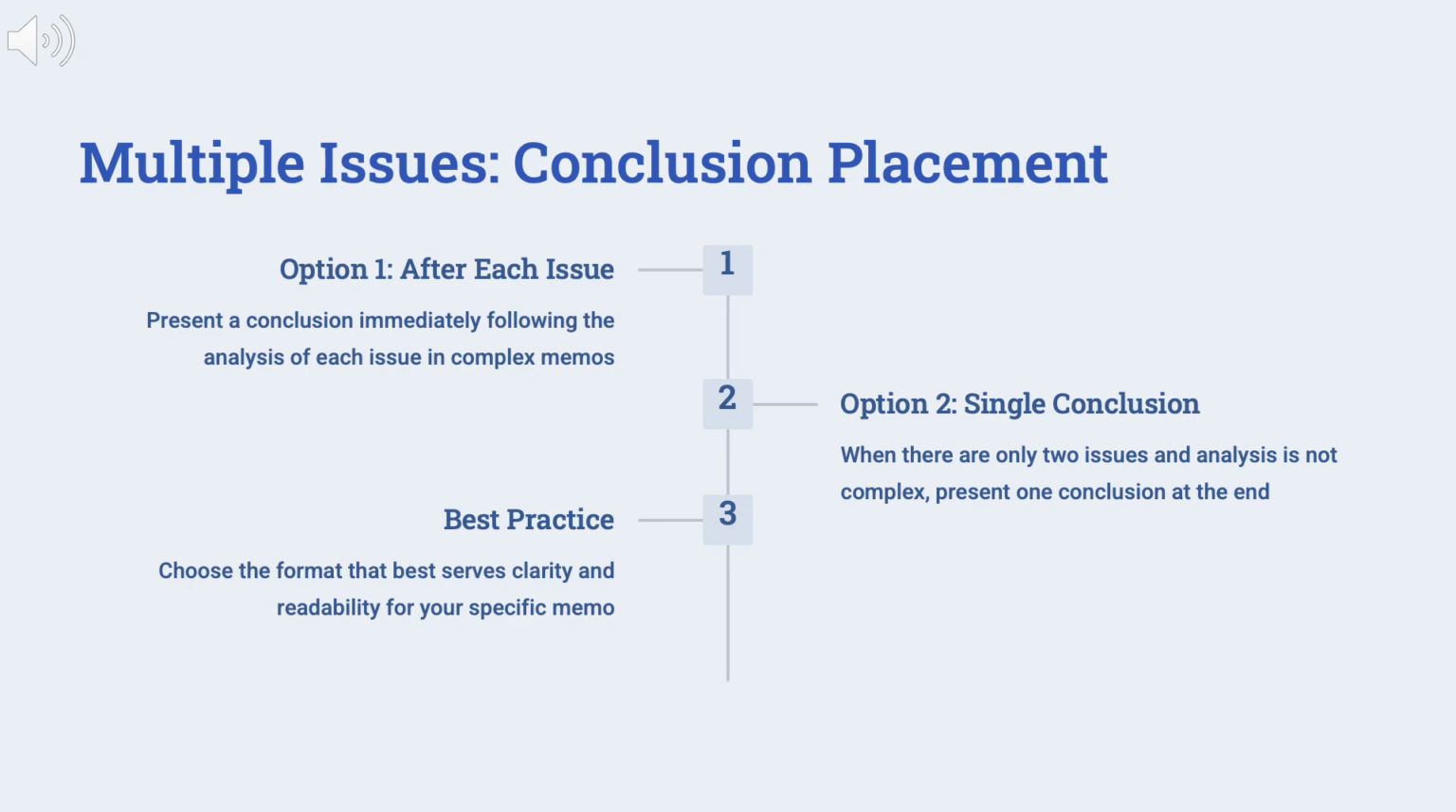The best practice in all cases is to choose the format that best serves clarity and readability for the specific memo at hand. That choice depends on the number of issues, the length and complexity of each analysis, and the preferences of the supervising attorney. When in doubt, grouping the conclusion with its issue is the safer choice for readability.